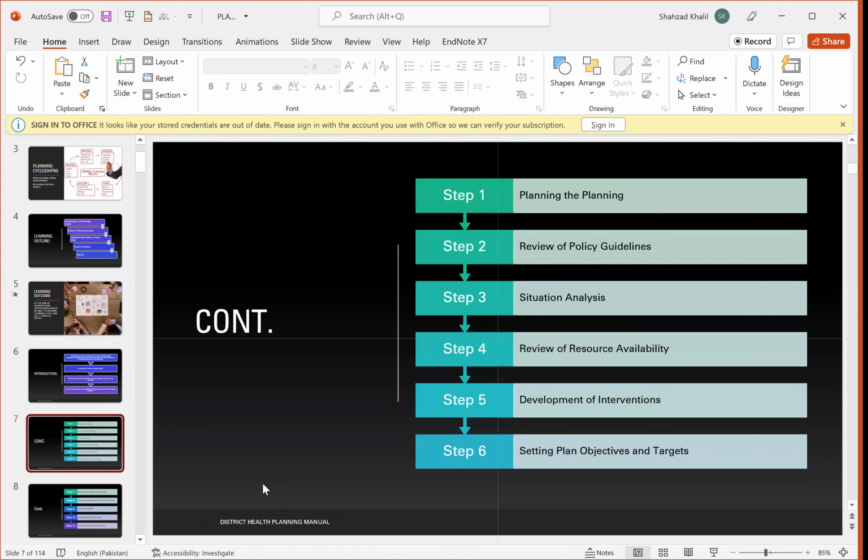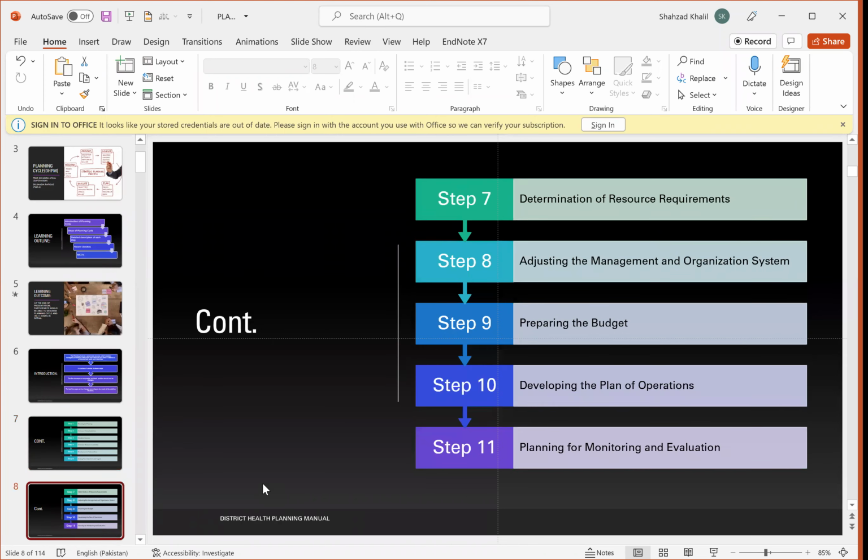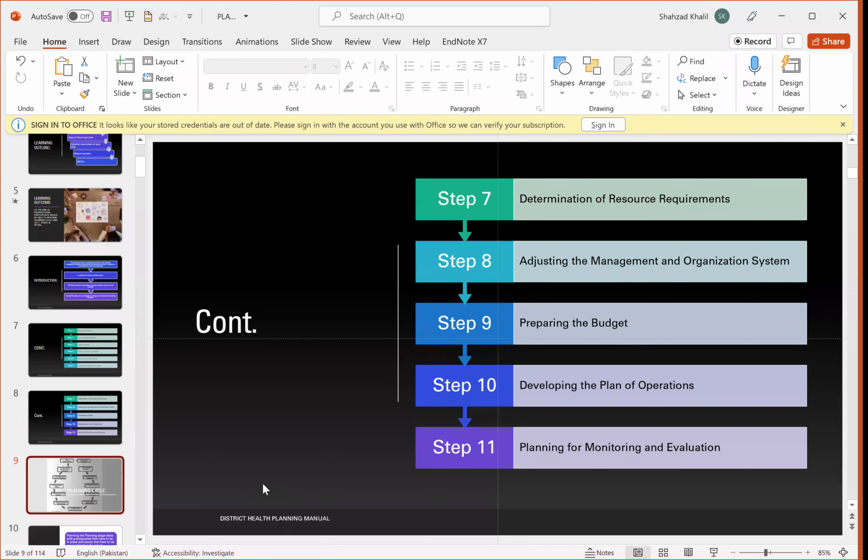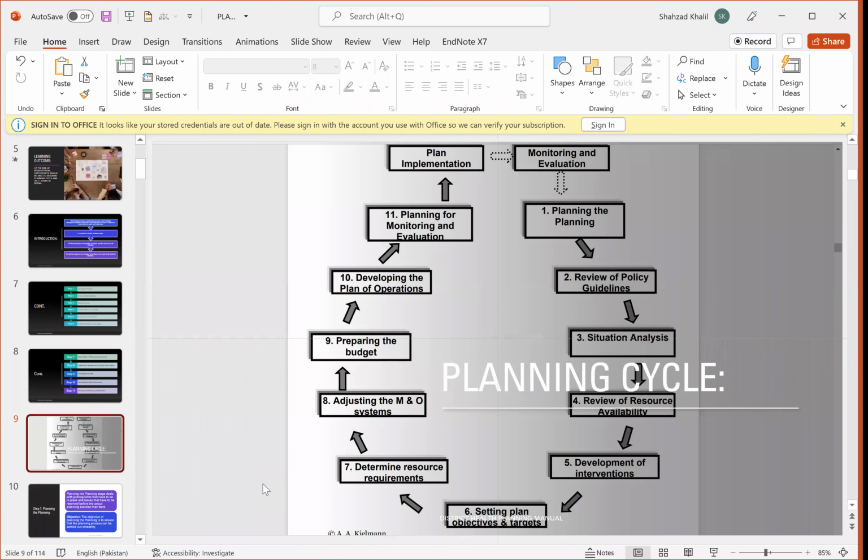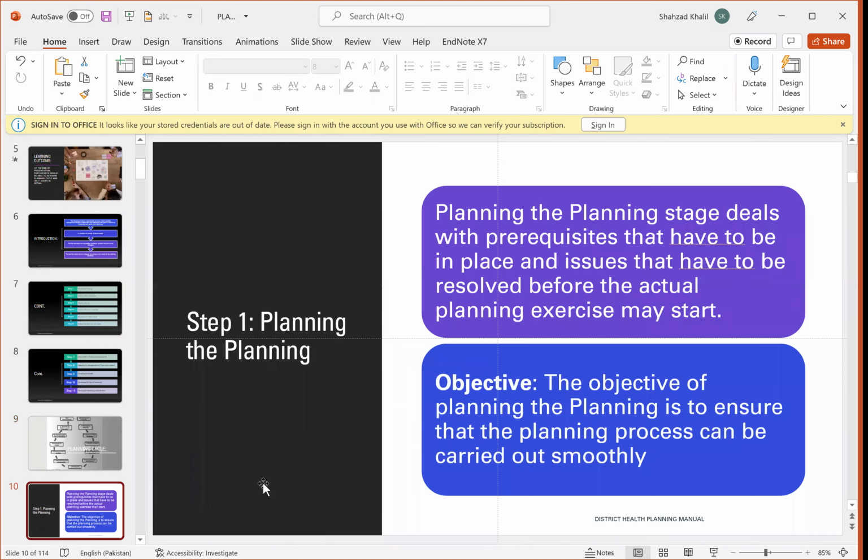Step 1 is the planning of the planning. Step 2, review of policy guidelines, then situational analysis, review of resource availability, development of interventions, setting plan objectives and targets. 7th is determination of resource requirements, adjustment of the management organization system, then preparing the budget, developing the plan of operations, and last but not the least, planning for monitoring and evaluation. So this is the whole planning cycle, and now we will discuss each step one by one.